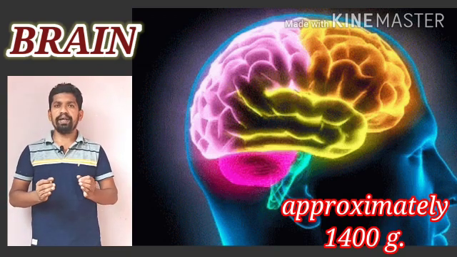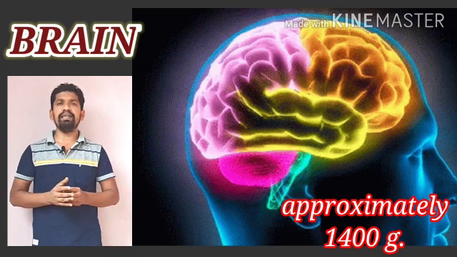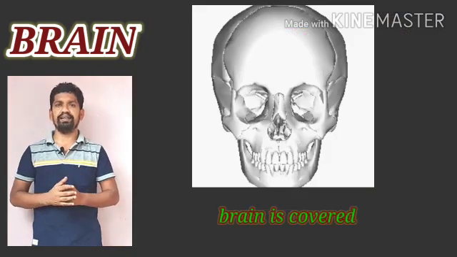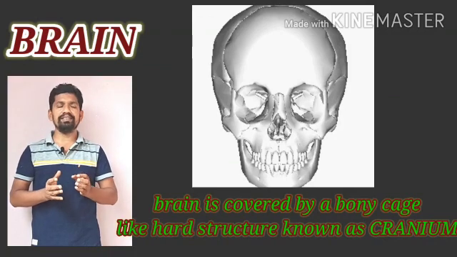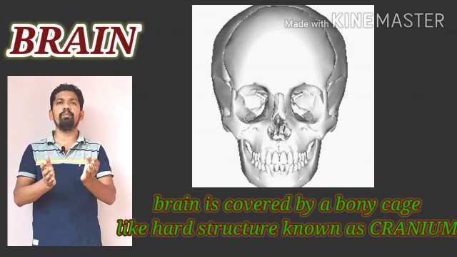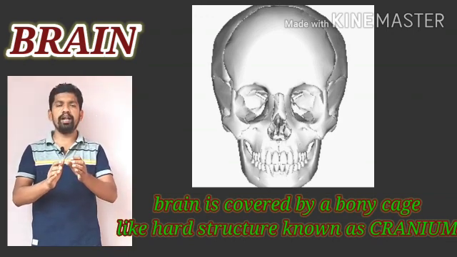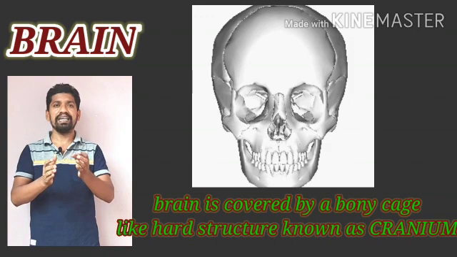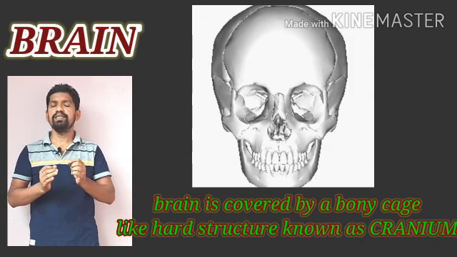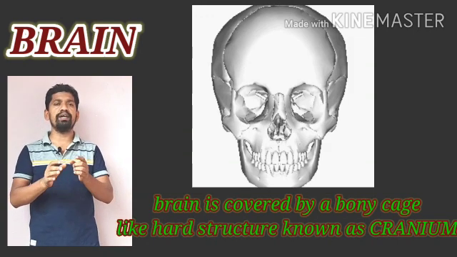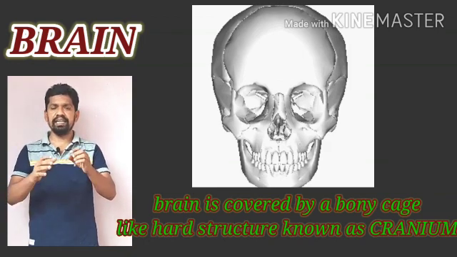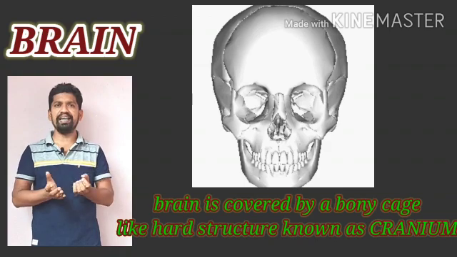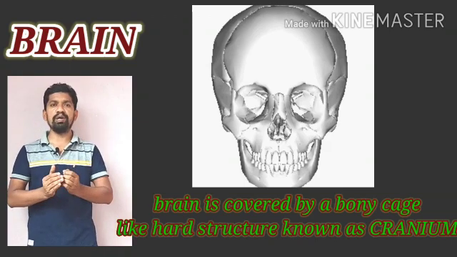And of course, the brain is covered by a bony cage in the head region. One of the strongest bones in the body, the cranium or skull, is inside the head. The brain is covered by a bony cage made up of skull, cranium bones, which is so important to give protection to the brain.